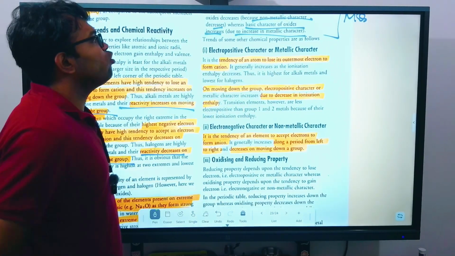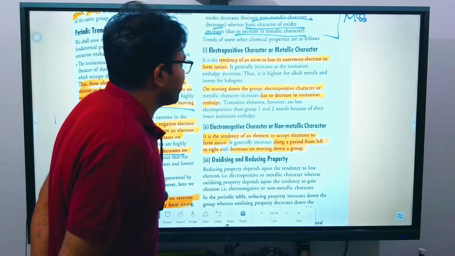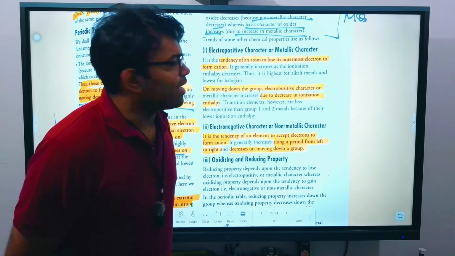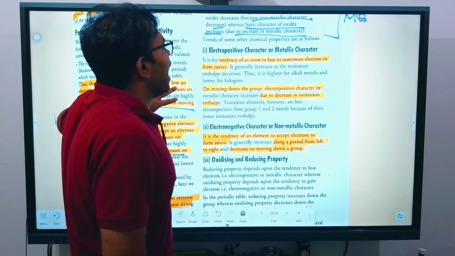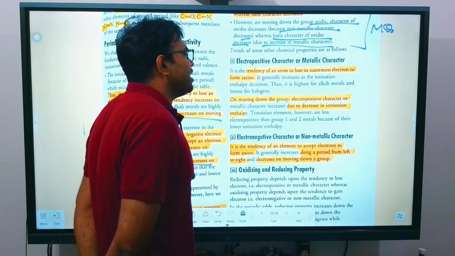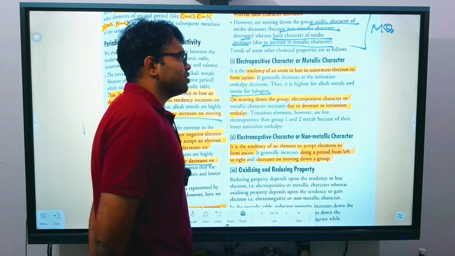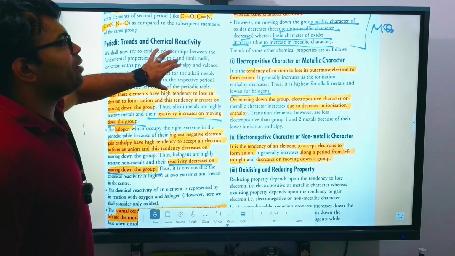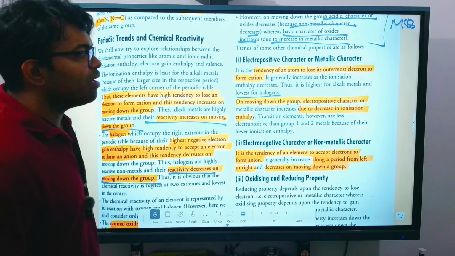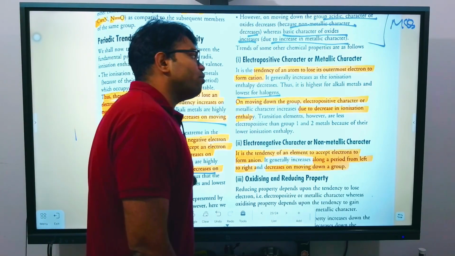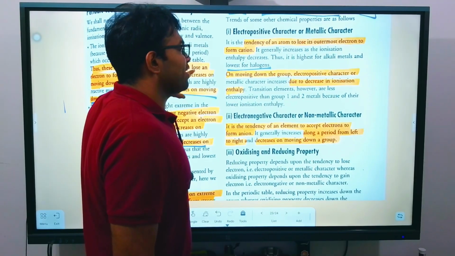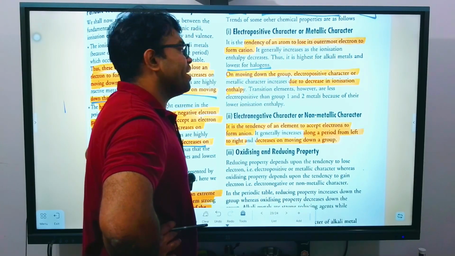Okay, next one. Electropositive character or metallic character. It is the tendency of an atom to lose its outermost electrons to form cations. It generally increases as the ionization enthalpy decreases. Thus, it is highest for alkali metals and lowest for the halogens. On moving down the group, the electropositive character or the metallic character increases due to the decrease in ionization enthalpy.